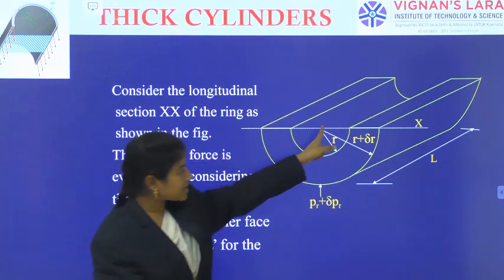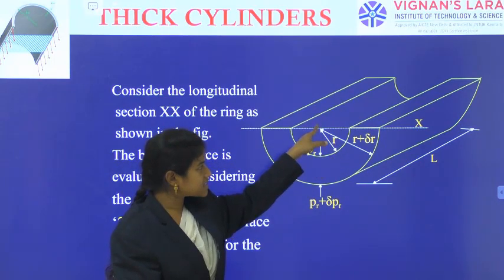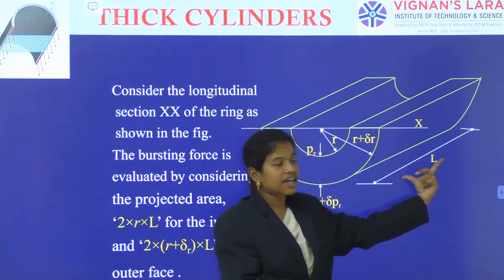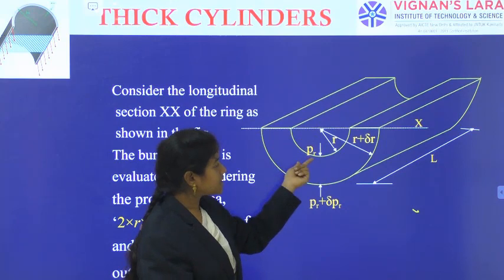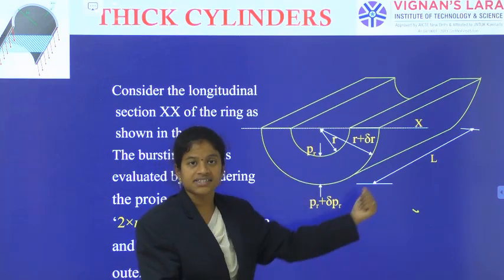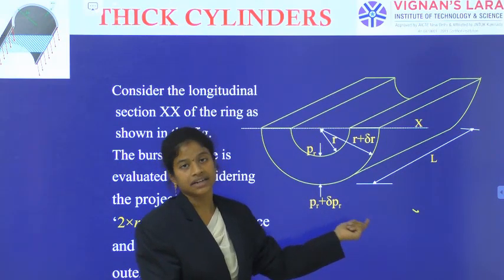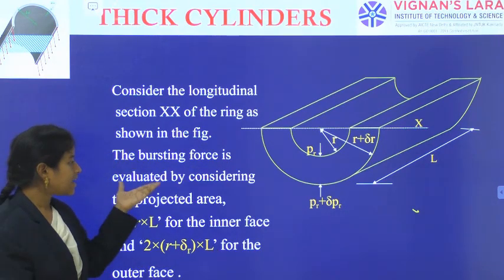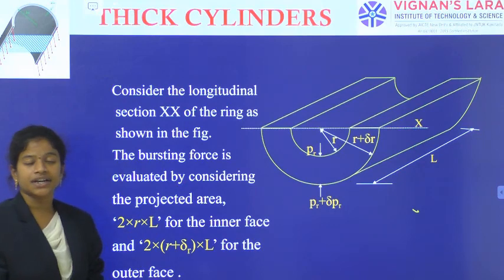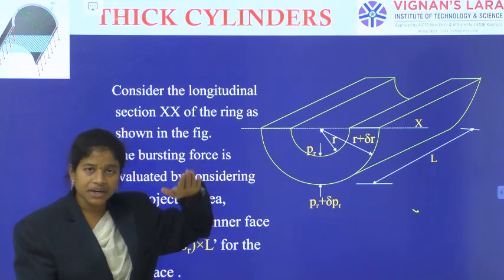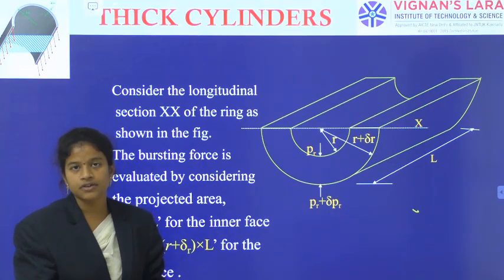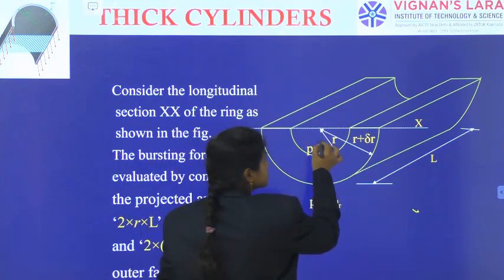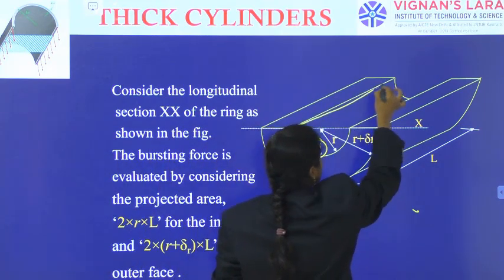You can see here again. From the center it is a radius R, and from the center it is an R plus delta R radius, and it is having a length of L, and on the inside it is having a pressure of PR, and on the external side it is having a pressure of PR plus delta PR. Okay, so the bursting force is evaluated by considering the projected area. How much the pressure is acting, that is the bursting force coming, right? So how much is the pressure acting? This fluid pressure is acting on this surface.